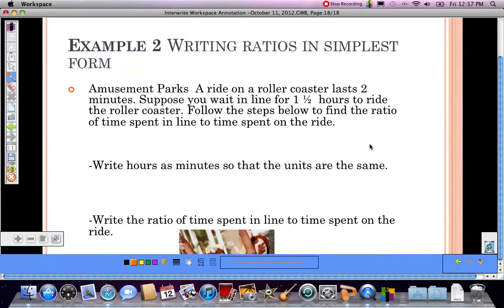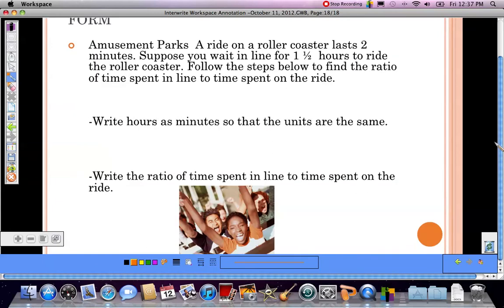Well, when you're working with word problems, the best thing to do is start with the question. What is the question asking you to find? And it's saying to find the ratio of time spent in line compared to the time spent on the ride. We are looking for a ratio. So we know that we're going to compare the time spent in line compared to the time spent on the ride.